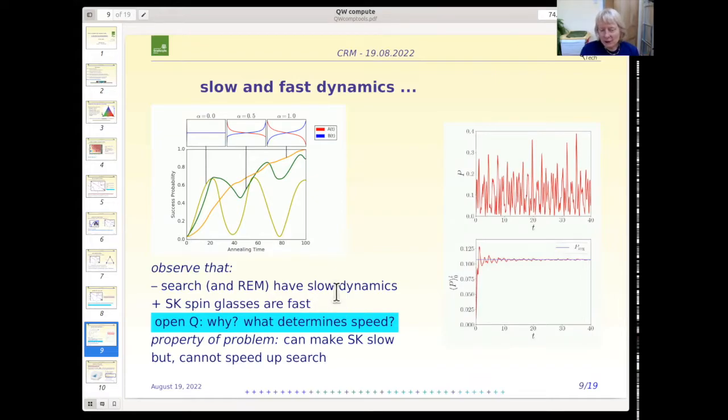But that's an observation. That doesn't really explain why you get fast dynamics for spin glasses, but slow dynamics for search. So what is it about the problems that determines the speed of the convergence, the fast mixing, if you like, on the graph of the quantum walk? It seems it should be a property of the problem, because I can make the spin glasses slow by changing the graph that the quantum walk is walking on from hypercube to complete graph, for example. But I cannot find a way to speed up search by changing the graph that you walk on or any other properties about it. So this is an open question, and it seems to be very much related to the dynamics of quantum walks on graphs and the interaction of this with the problem that you're trying to solve, which is determined by the weights on the vertices of the graph.